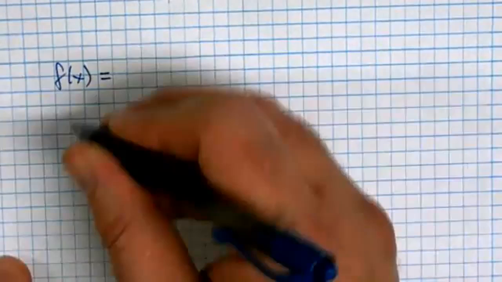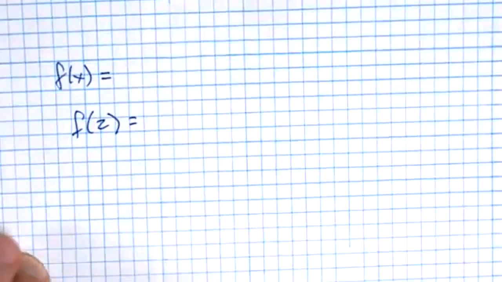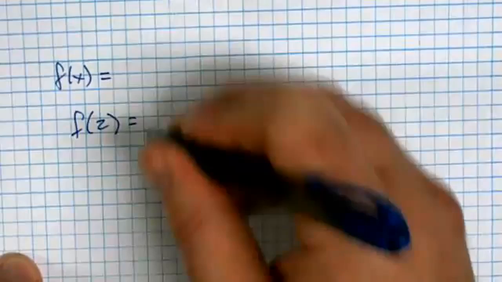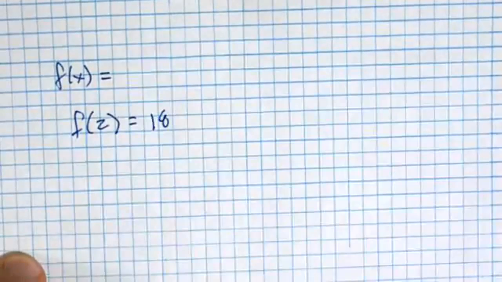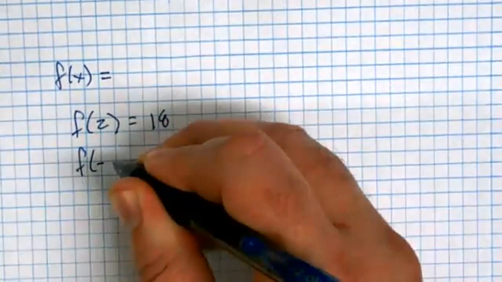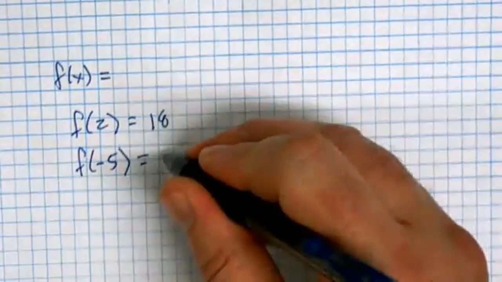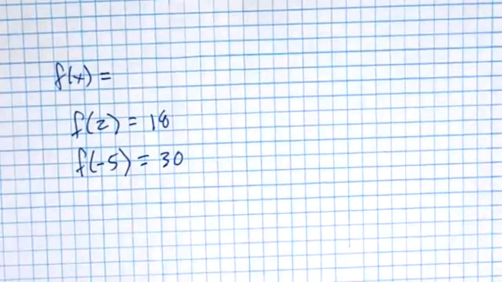I'm going to tell you that f of 2 equals, someone give me a number between 10 and 20. 18. F of 2 is 18. And f of negative 5 is, someone give me a number between 20 and 30. 30. That'll work. 30 will work.